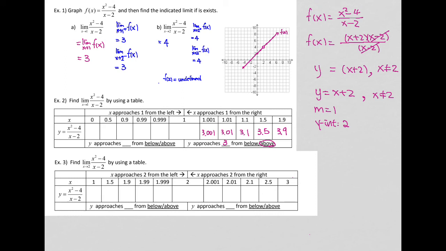Okay, next one, we are going to find the limit when x approaches 1 from the left. Say x is right now 0. Substitute 0 into the function, and you get the y value 2. When x becomes 0.5, it's getting closer to 1 from the left, and your y value becomes 2.5. When x becomes 0.9, your y value is 2.9. When x becomes 0.99, your y value becomes 2.99. And when x becomes 0.999, your y value is 2.999. So we say y also approaches 3, but from below 3.